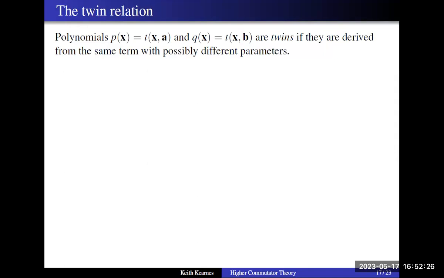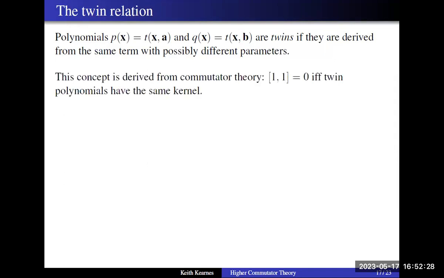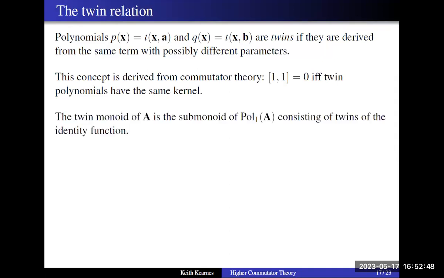Okay, those are called twins, and it's relevant in the binary commutator because you can rewrite the definition that an algebra is abelian by saying that twin polynomials have the same kernel. That's another way of writing what it means to be abelian. Twin polynomials have the same kernel. Okay. So I'm going to look at all operations on A that are twins of the identity function.